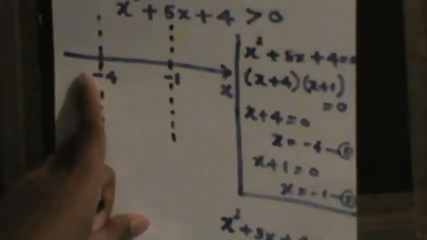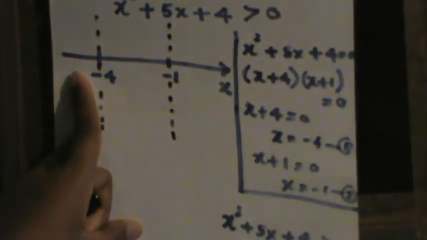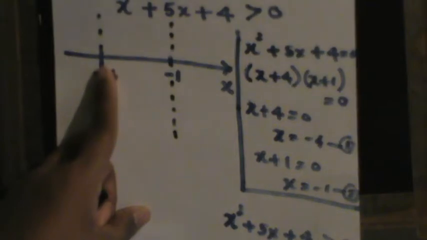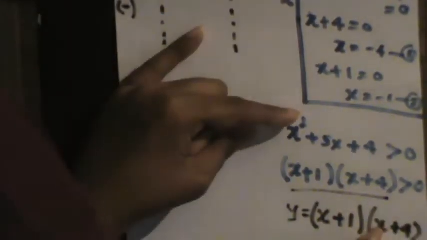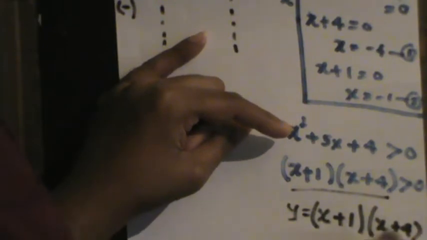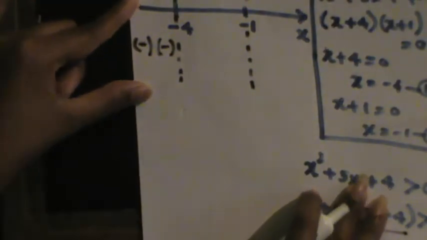Now I have 3 ranges, so within my first range I'll take a value between minus 4 and minus infinity, say minus 5. So minus 5 is between minus 4 and minus infinity. If I substitute minus 5 in place of x, I get minus 5 plus 1, which is minus 4, so this part will be minus. And minus 5 plus 4 is equal to minus 1, so this term is also minus. So y will be minus times minus some value. I don't need the value, I actually need only the sign. So y will be positive within this range.